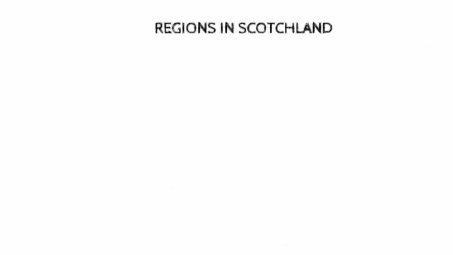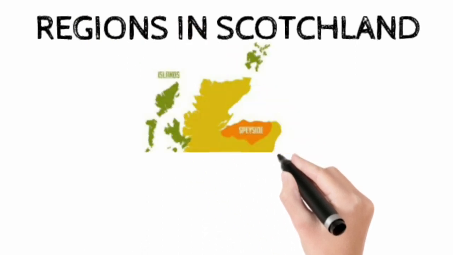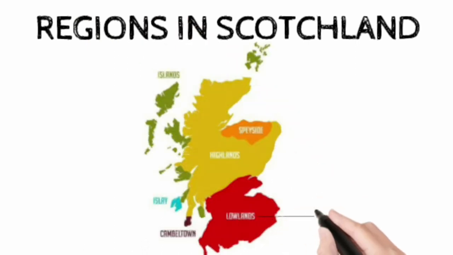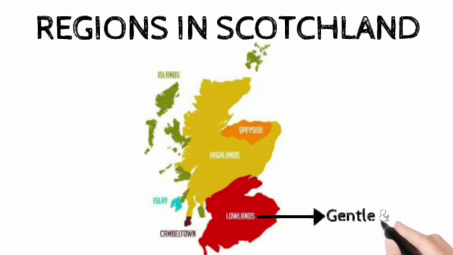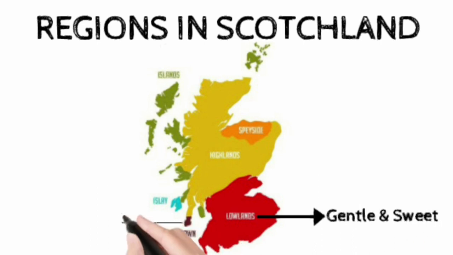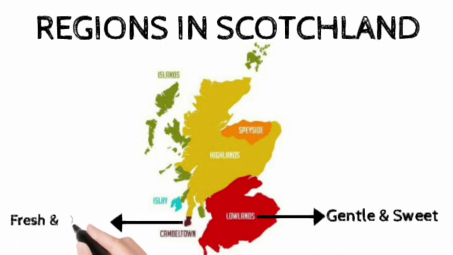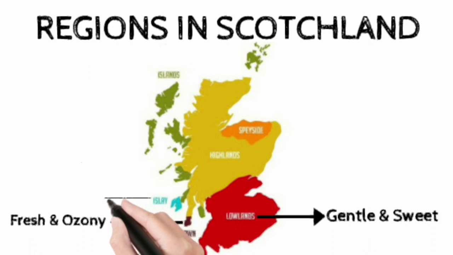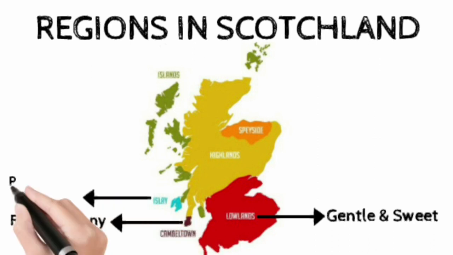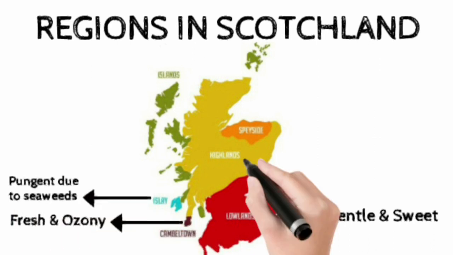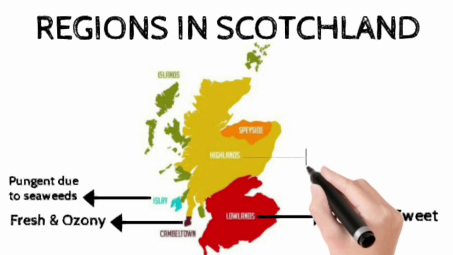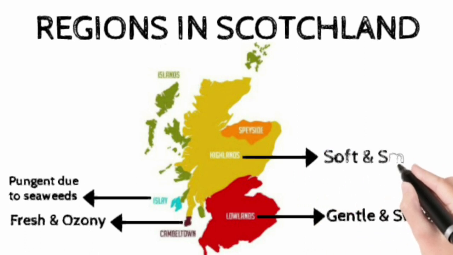Let's see the main regions of Scotland which produce whiskies. Lowland. Whiskies from this region are gentle and sweet. Campbeltown. Whiskies from this region are fresh and oceanic. Islay and Western Isles. Whiskies from this region are pungent due to the addition of seaweed. Highland. Whiskies from this region are soft and smoky.